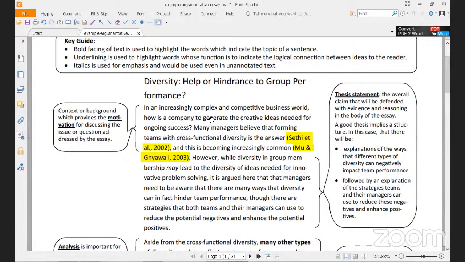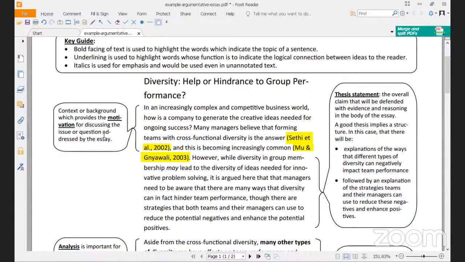Okay. Yes. Now, check it out. Here, we are given an explanation about the first part of the paragraph. Context or background, which provides the motivation for discussing the issue or question addressed by the essay.